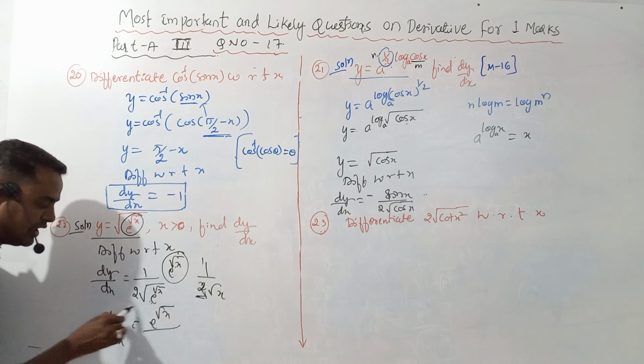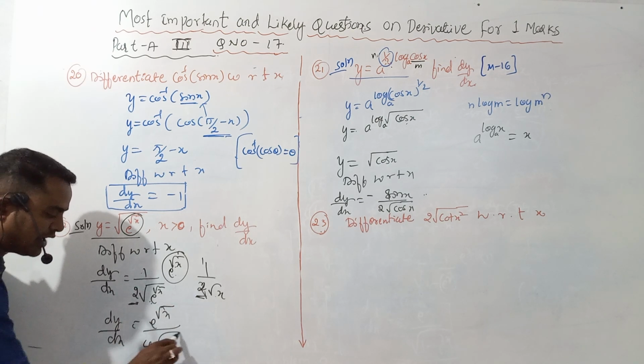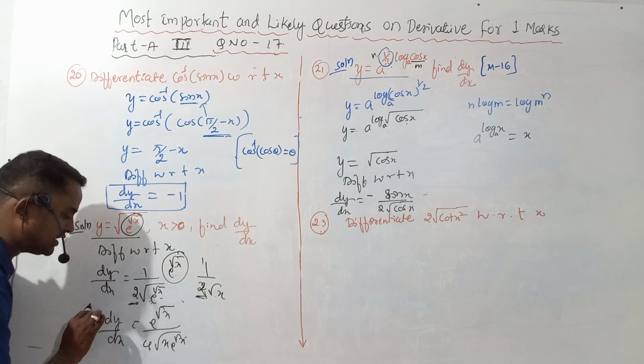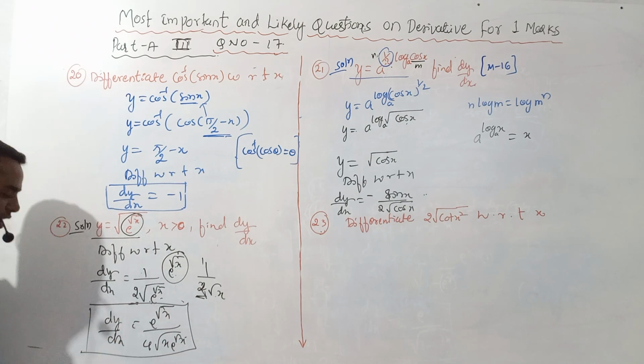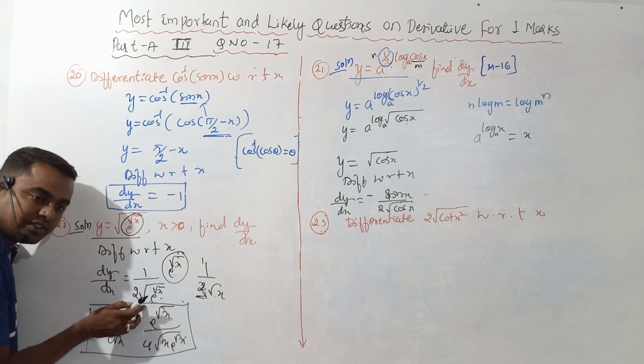This 2 into this 2. 2 2s are 4. Root x, root values are there. x into e raised to root x. This is the final answer. Root value get multiplied. Root x into root of e raised to root x.